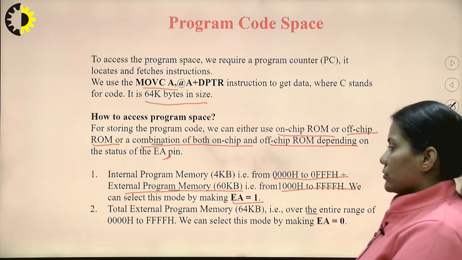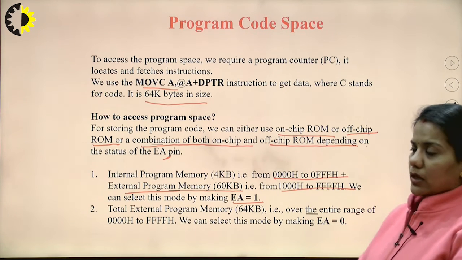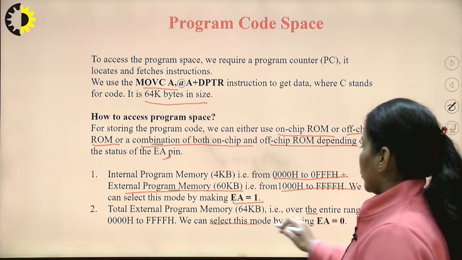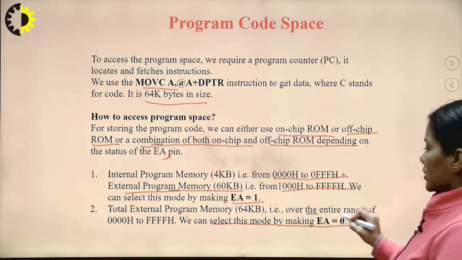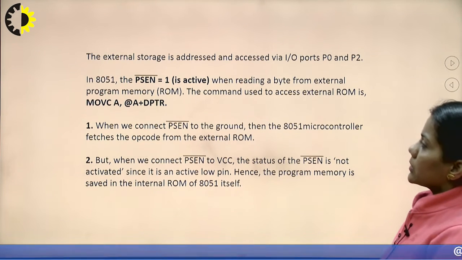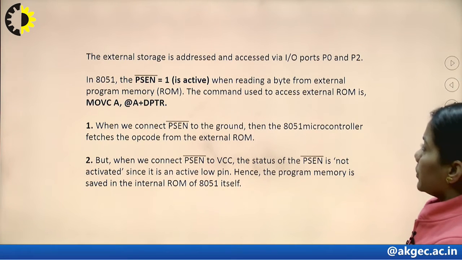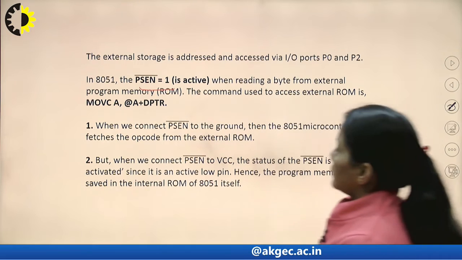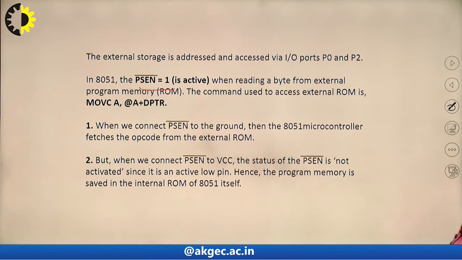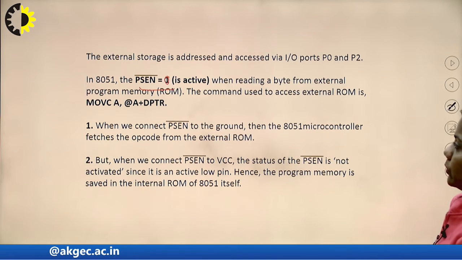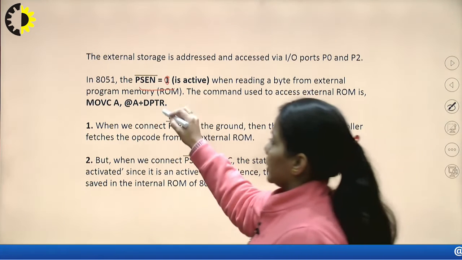And if we are going to use the external program memory exclusively, that is, there will be no internal program memory, then we can select that mode by making EA equal to 0, and the range will be from this to this. The external storage is addressed and accessed via input-output ports P0 and P2. In 8051, PSEN is active low, that is, it is active when reading a byte from external program memory ROM. The command used to access external ROM is MOVC A, @A+DPTR.